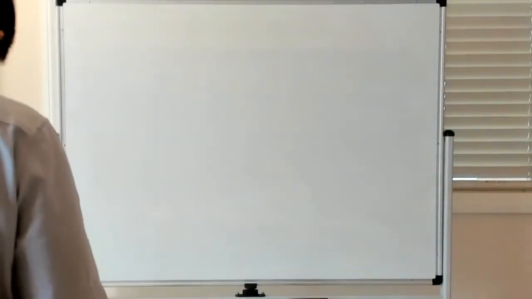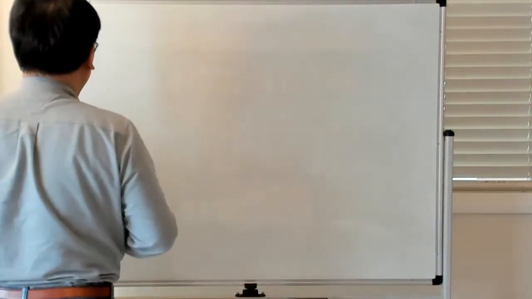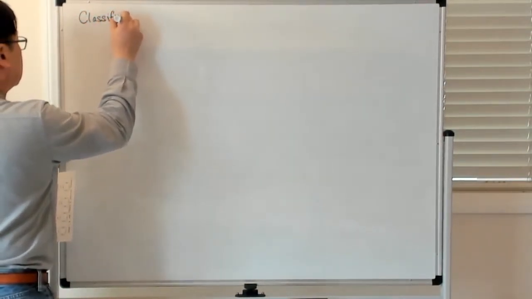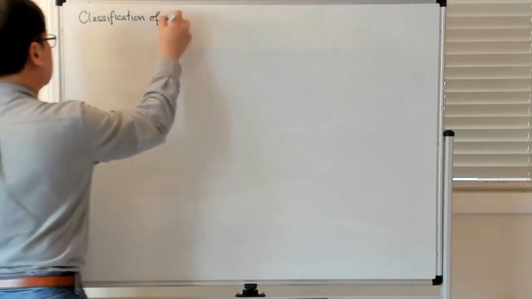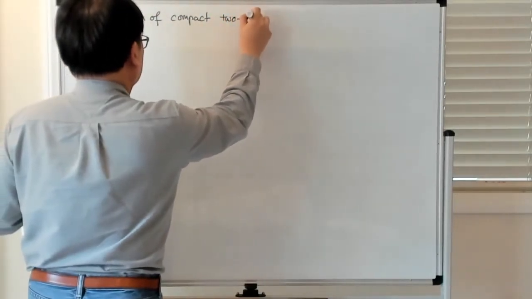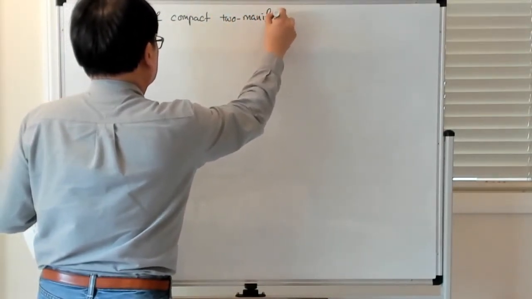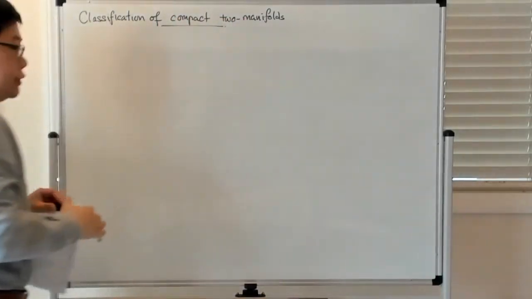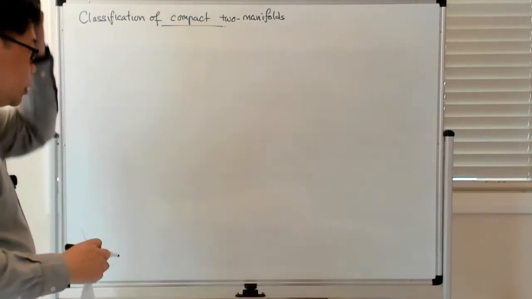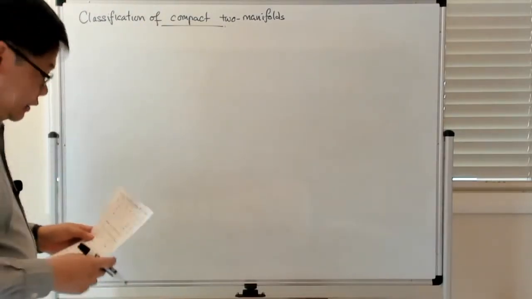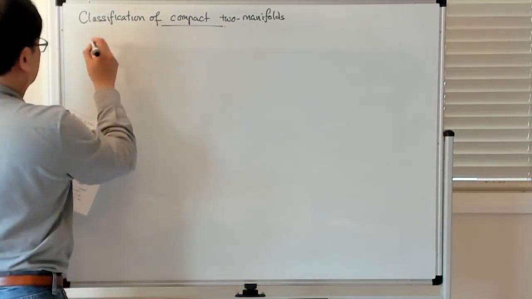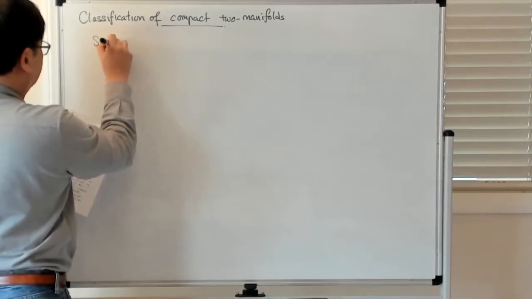Okay, so now I'm going to talk about the classification of compact two-manifolds. Before I do that, I'm first going to show you how you can construct some basic two-manifolds by identifying sides of a square.